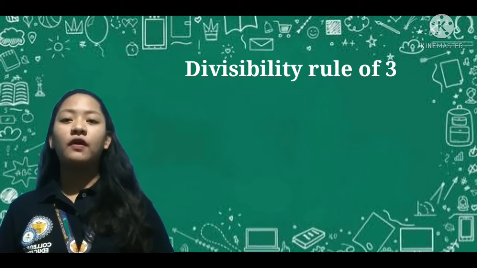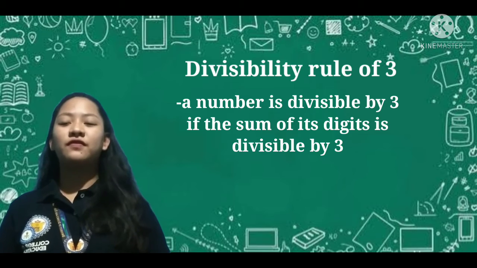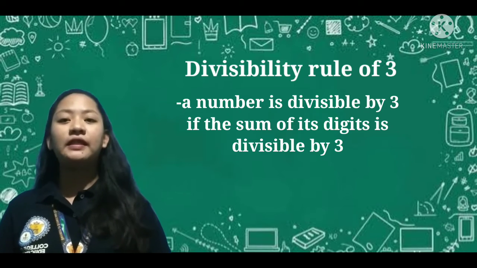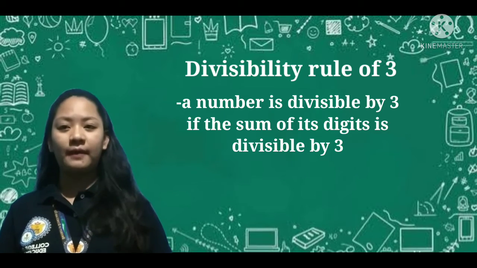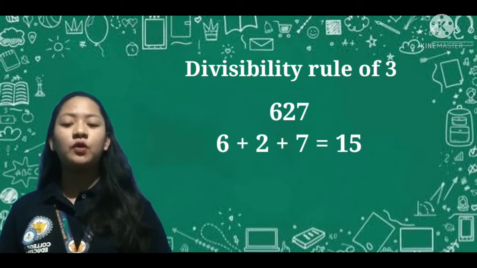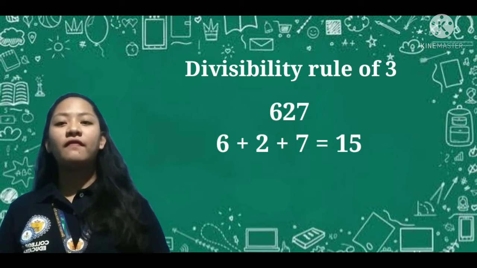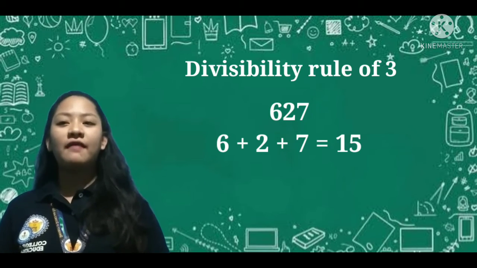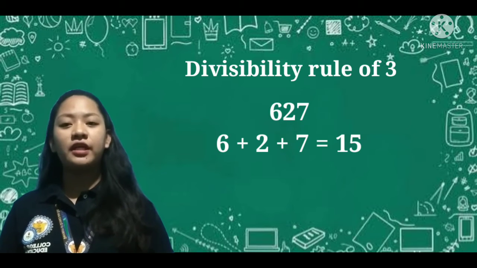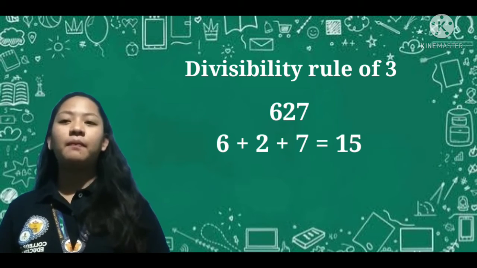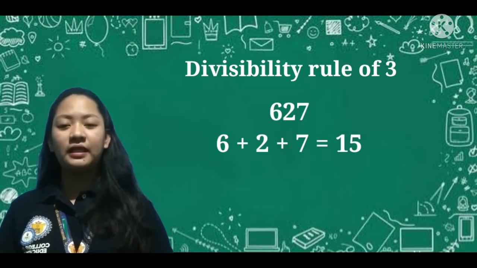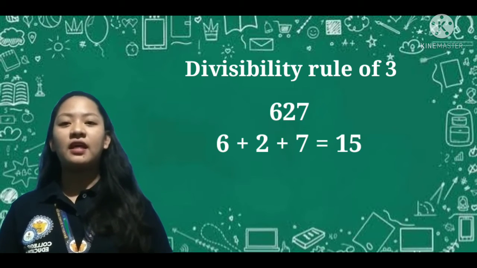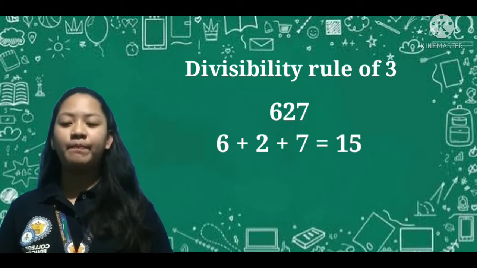Divisibility Rule of 3 states that a number is completely divisible by 3 if the sum of its digits is divisible by 3. For example, 627. To know if it's divisible by 3, you just have to add the digits of 627. So 6 plus 2 is 8, plus 7 equals 15. And since 15 is divisible by 3, therefore 627 is divisible by 3.